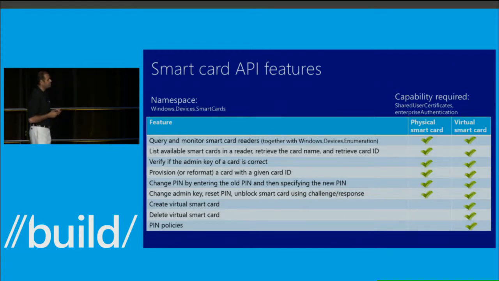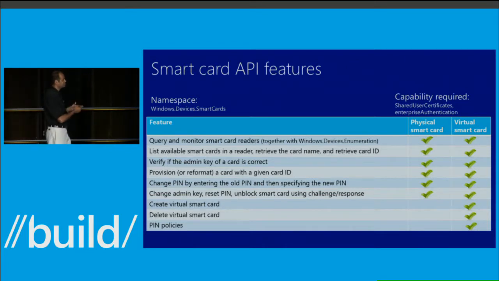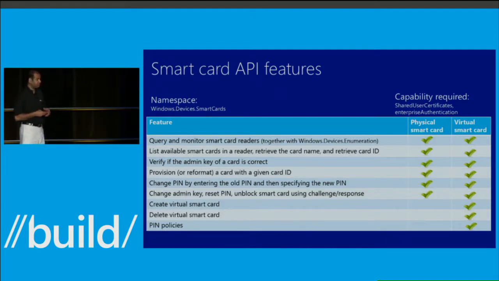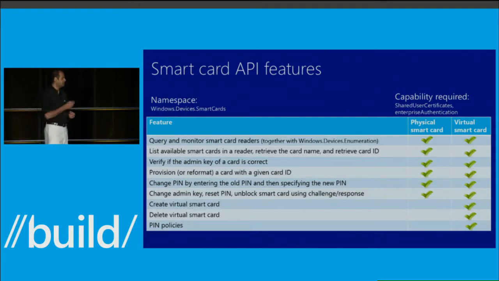So you can query smart card readers and see when the cards come in and out, and you can use those for both physical and virtual smart cards. You can list cards that are available in a smart card reader, retrieve their name, retrieve the card ID of the card. This could be very useful when you have more than one smart card on a PC and you want to know which one is the one that your app is supposed to manage. And that you can use on both virtual and physical smart cards. When I say physical smart card, this is the card form factor, by the way. So I'm going to use that term quite a lot in this talk. So that's the card form factor.